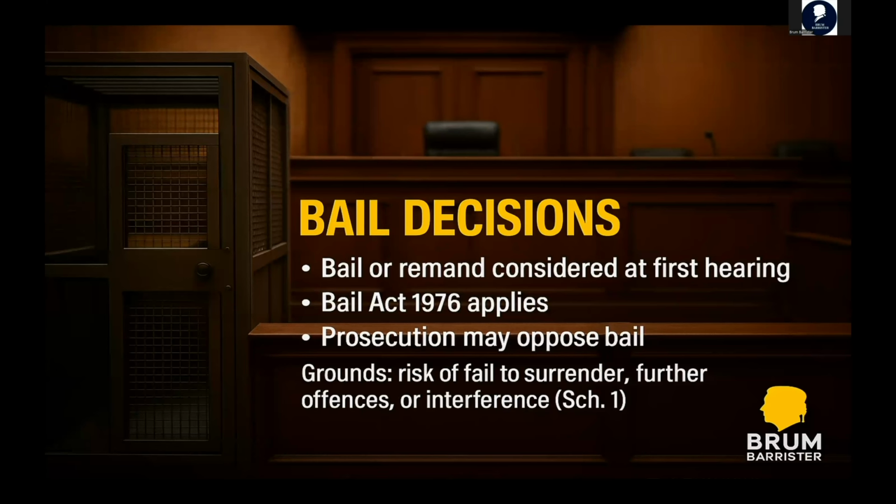We will look at bail in particular on the next episode, Chapter 4 of this series, but briefly here, at the first hearing, the court must consider bail or remand. And the starting point is the Bail Act of 1976. The prosecution may oppose bail, but the court can only refuse bail on specific grounds. For example, there's a risk of failing to surrender. Maybe they've not adhered to bail before. Committing further offences, there could be a risk of doing further similar offences or other offences, or even interfering with witnesses, as set out in Schedule 1.